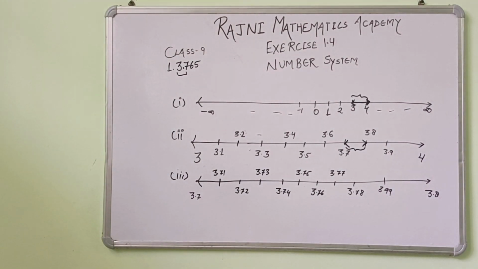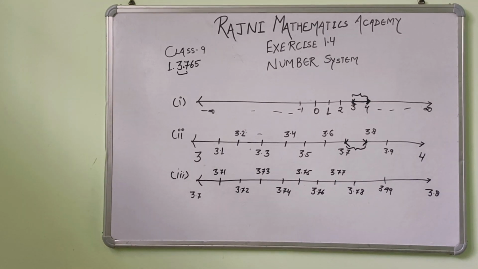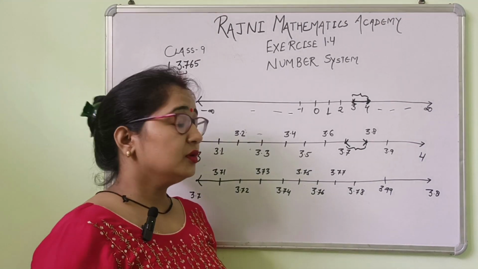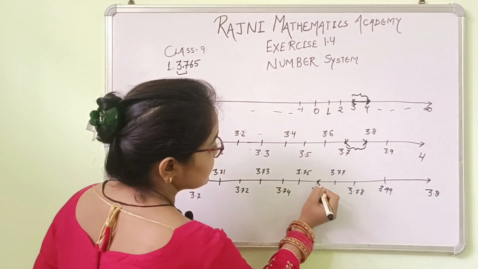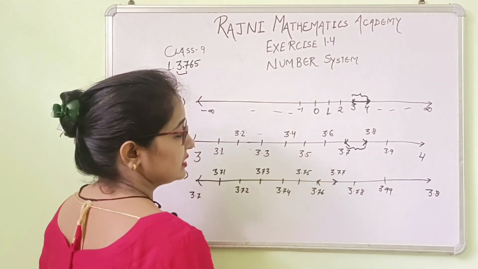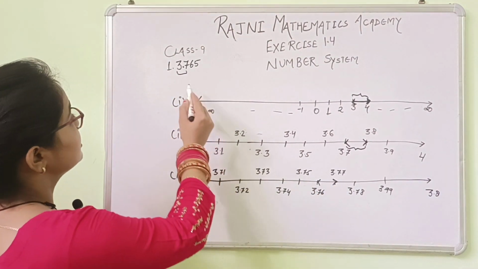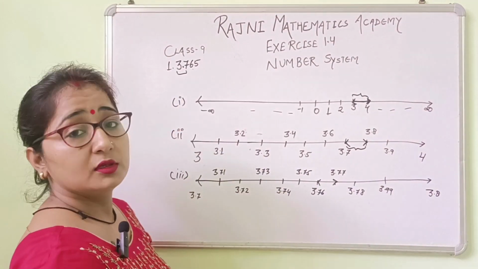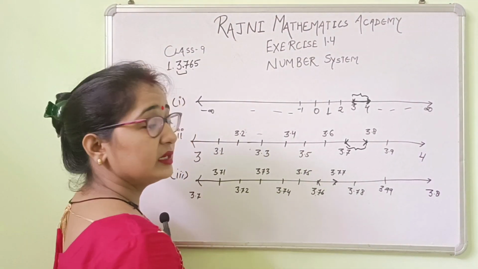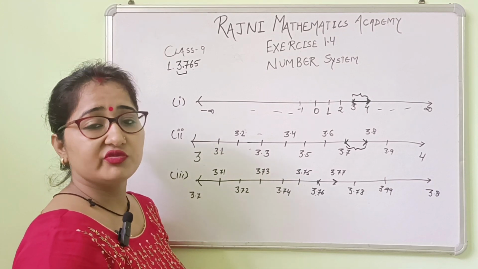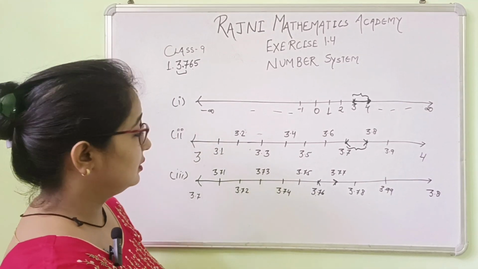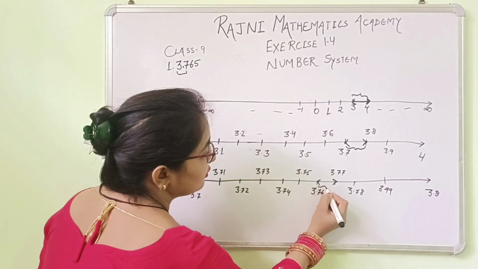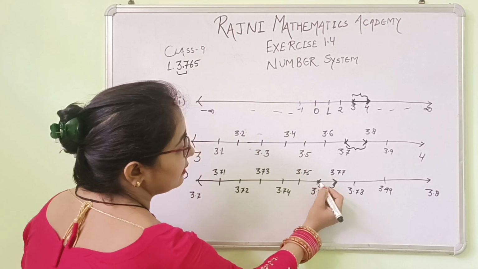So the number will be in between 3.76 and 3.77. The number is 3.765. So the number is greater than 3.76, so the number will be in between 3.76 and 3.77. So now we will magnify this line.